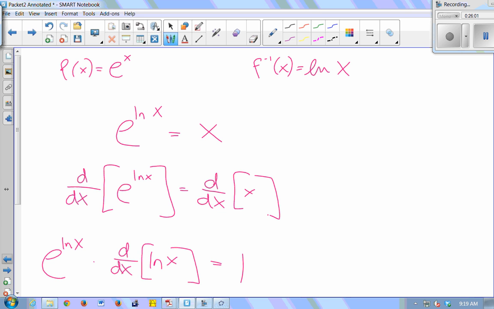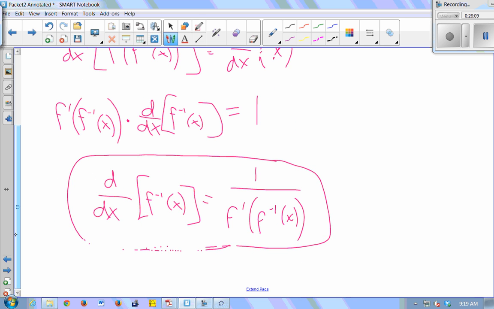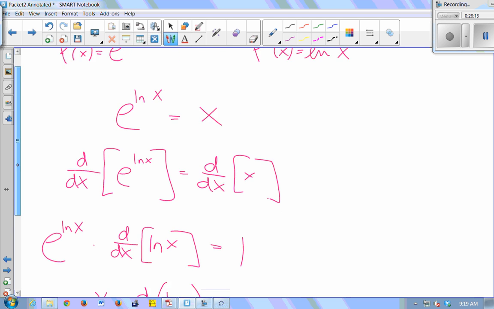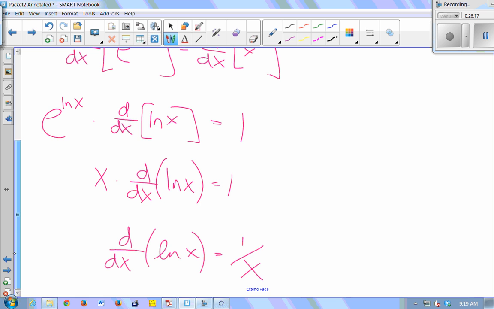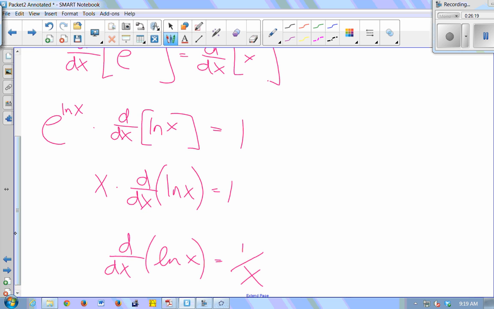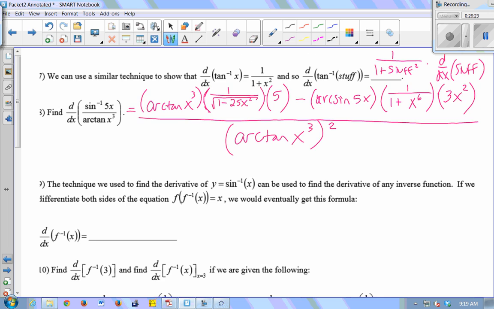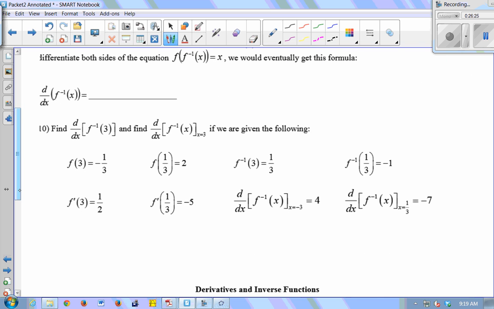You could just do this. You could plug into this formula if you're a formula person, or you could take the function, its inverse, compose them, take the derivative of both sides, and solve for the derivative you're looking for, like we did with ln and inverse sine. But let's see, we can write this down. This is 1 over f prime evaluated at f inverse.